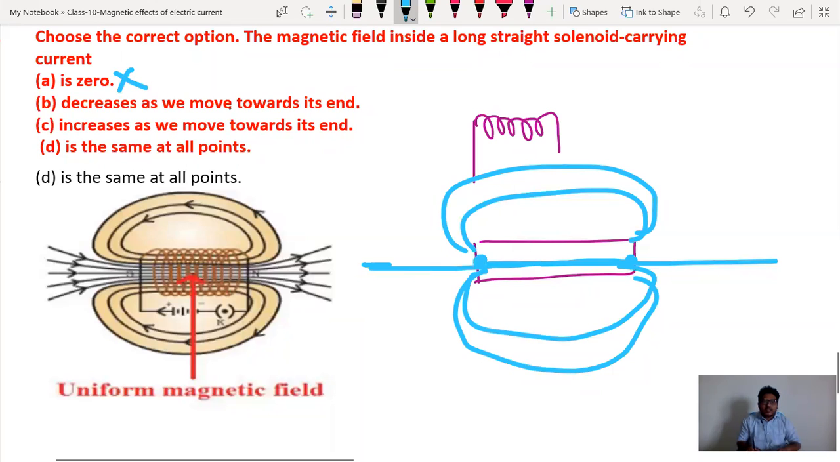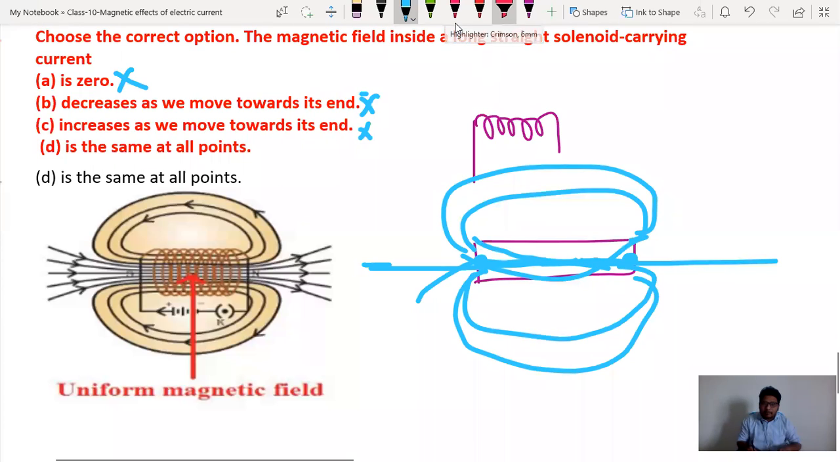Decreased as we move towards the end means it should decrease like this, or increased as we move towards the end, that should increase. Magnetic field lines should increase, it seems. No, both are not happening. Is the same at all points. Here you take, it is straight. Here you take, it is straight.